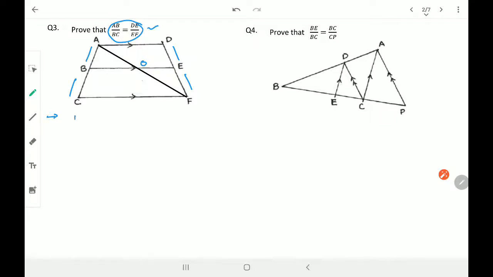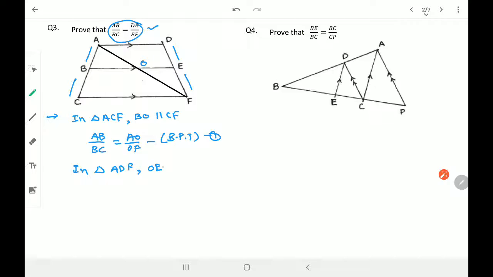So let's start understanding. In triangle ACF, do we have BO parallel to CF? Yes, all three lines are parallel to each other. So BO naturally is going to be parallel to CF, right? So I have here AB upon BC equals AO upon OF, and the reason is BPT. Please don't forget to write this BPT every time as a reason. This can be equation number 1. Similarly, in triangle, now here is an important part, ADF, if I check, we have OE parallel to AD.